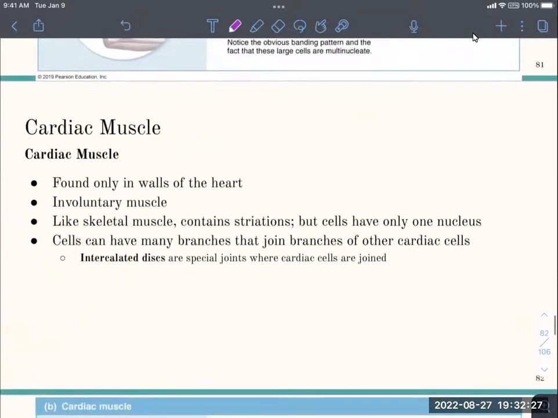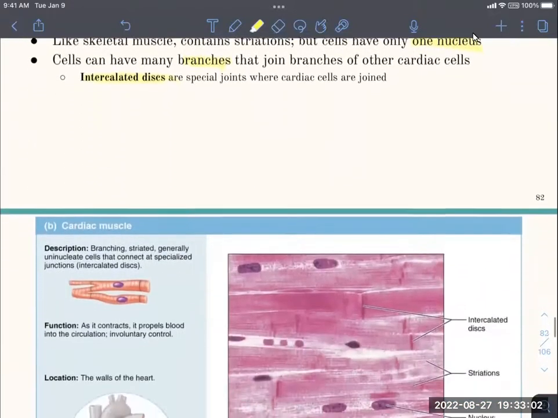Cardiac muscle. Cardiac, so it's only found in the heart. We cannot control our heart rate by saying, okay, pump faster or pump slower. We can't do that. So it's involuntary. But it does have striations. But the big difference between those striations is it only has one nucleus. Cardiac cells also branch, and they have what are called intercalated discs, where one cardiac cell will attach to the next cardiac cell.